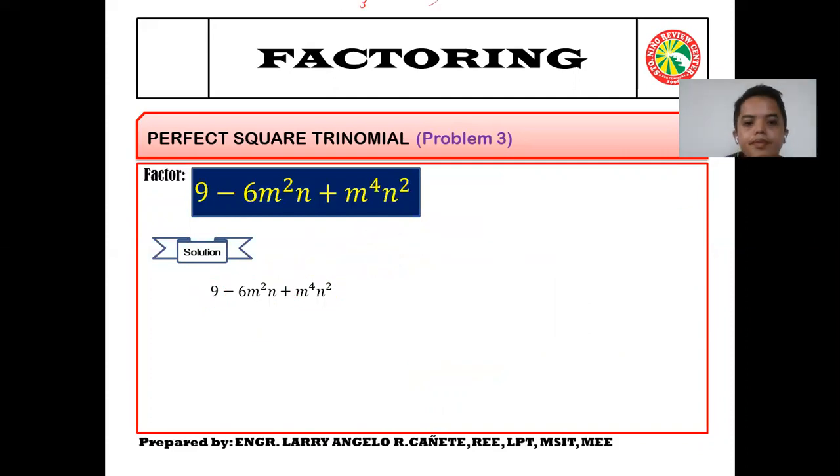Now therefore, since the square root of 9 is 3, this is your first factor. The square root of 4m squared is 2m squared. So the result is 3 minus 2m squared and 3 plus 2m squared. So that is the final answer.